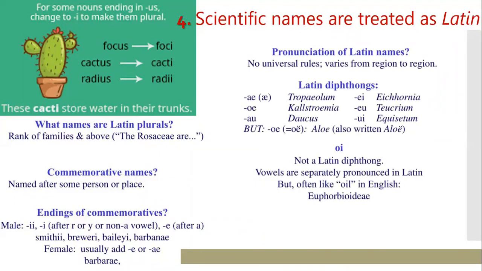And pronunciation of Latin words. There are no universal rules. It varies from region to region. And these are the Latin diphthongs. Diphthongs are two vowels that are combined together and treated as the equivalent of a singular vowel. So ae is pronounced in English as long e, oe, long e. So those are the examples. I don't know if I pronounce it correctly, but anyways.